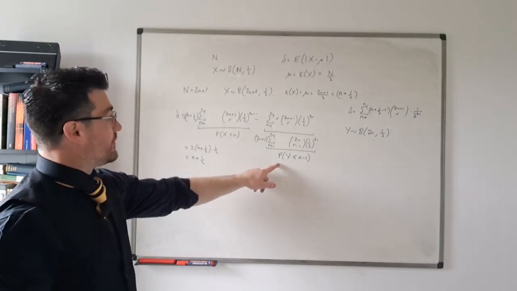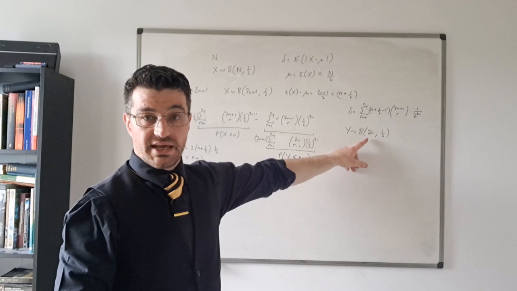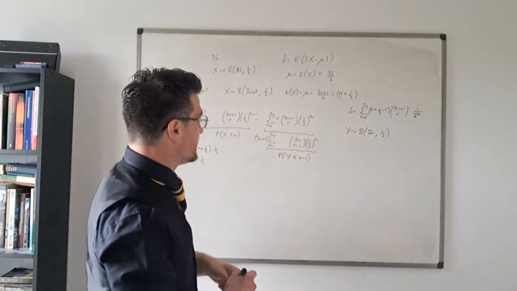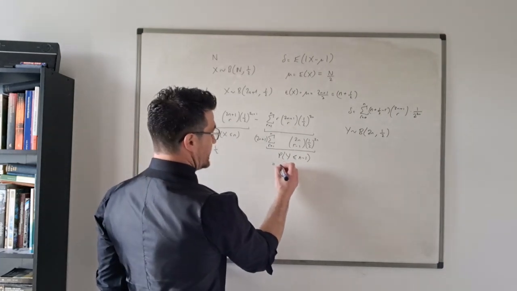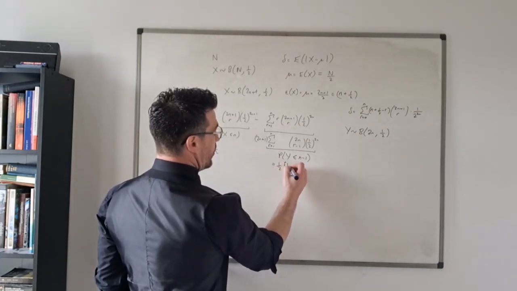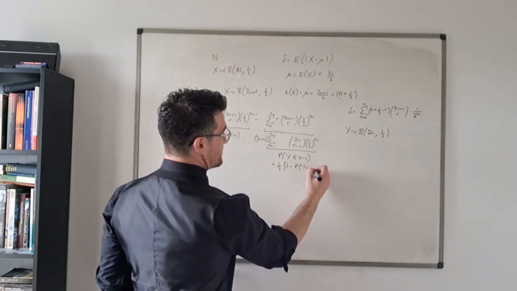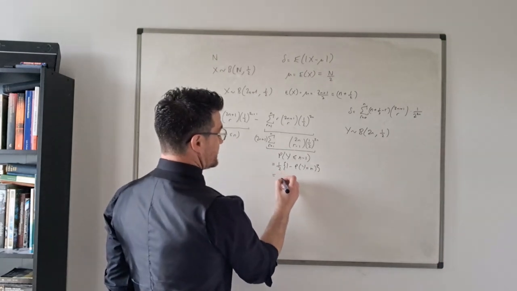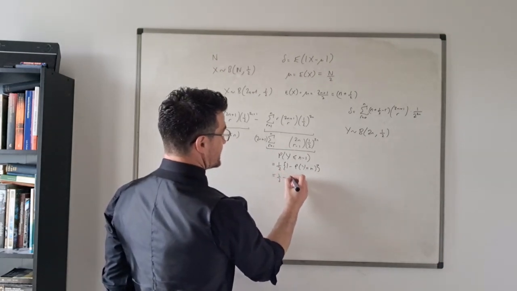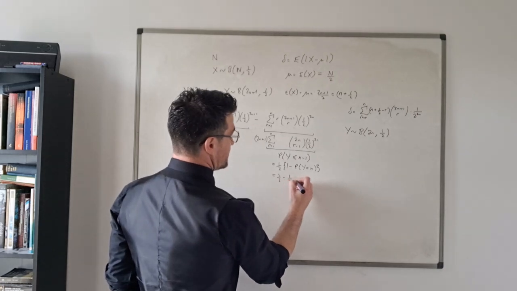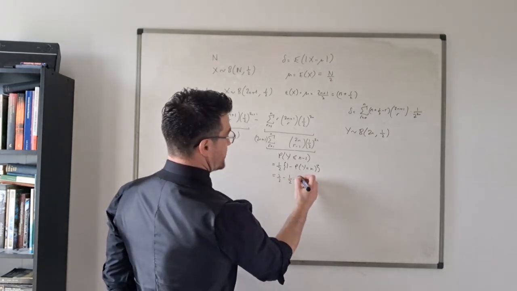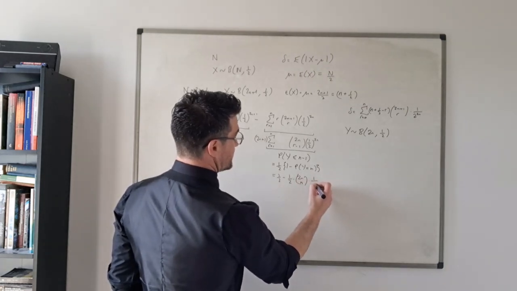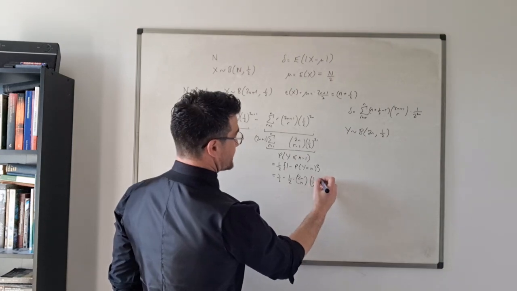Okay, but hang on a second. Haven't we already dealt with this case right at the very start? This is going to be equal to what? A half times 1 minus the probability that Y is equal to n. Well, that's going to save a lot of time potentially. So that's going to be equal to a half minus a half times 2n choose n times a half to the power of 2n.